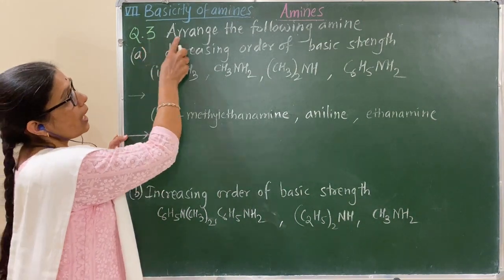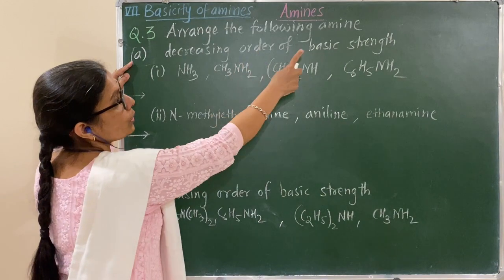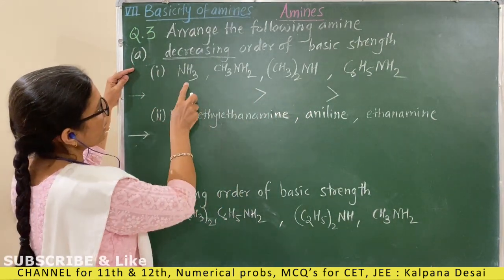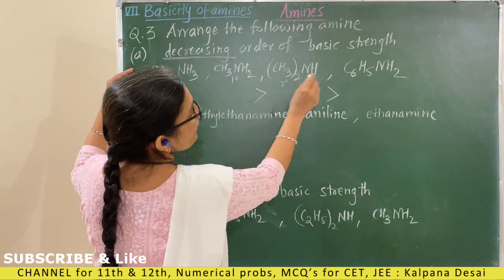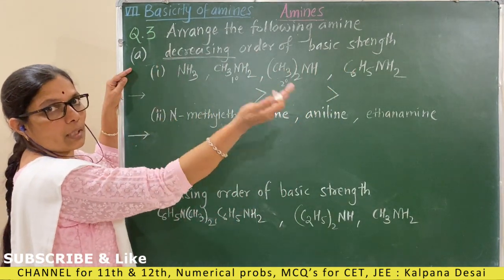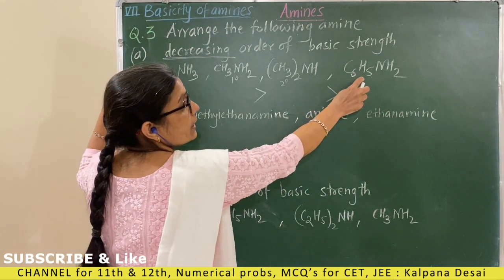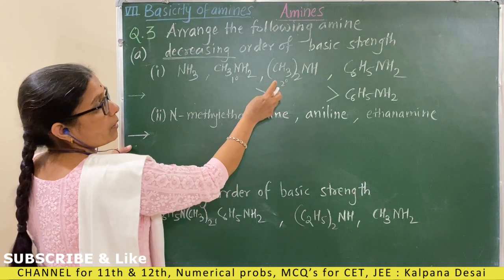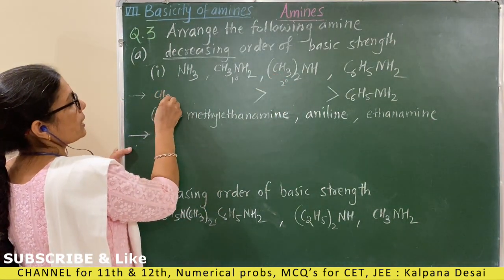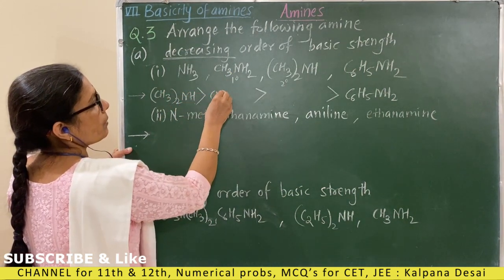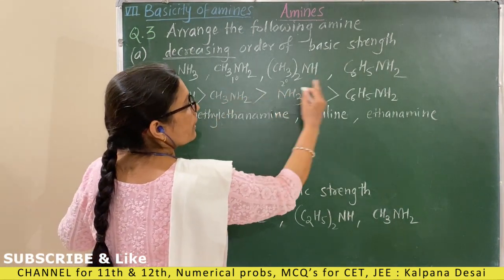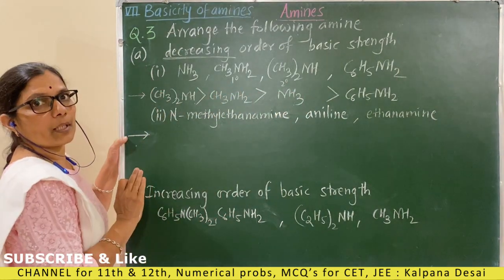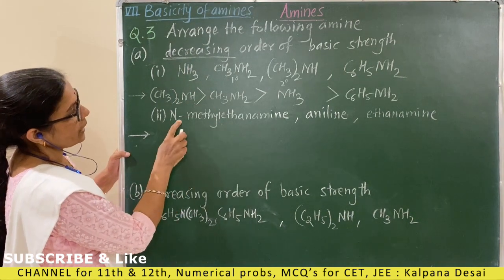Okay, now next question: arrange the following amines in decreasing order of basic strength. Decreasing order, see here: ammonia, this is primary amine, this is secondary amine and this is aromatic amine. Aromatic amines are less basic than aliphatic amines and ammonia also, so that is the least basic, C6H5NH2. In the remaining, the most basic is secondary amine, that is CH3 twice NH, then the primary amine, then ammonia and then this one. Remember, aromatic amines are less basic than ammonia and aliphatic amines.